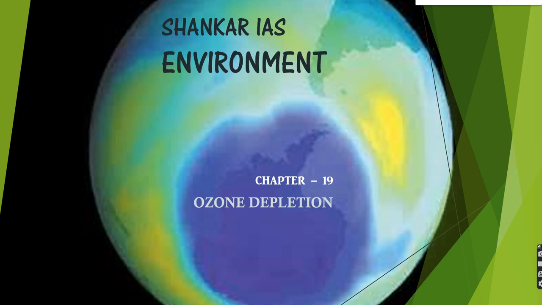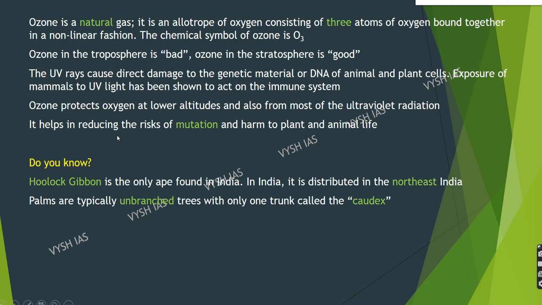This is Chapter 19, Ozone Depletion. Ozone is a natural gas. It is an allotrope of oxygen. Allotrope is something which exists in different physical forms. It consists of three atoms of oxygen bound together in a non-linear fashion. Chemical symbol of ozone is O3.